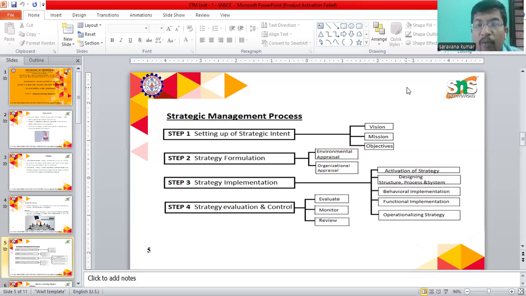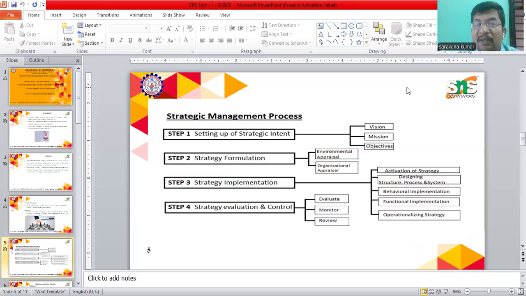Second, strategy formulation. Strategy formulation helps you to frame the environmental appraisal and organizational appraisal. Before that, what do we mean by appraisal? Appraisal is nothing but testing, to test the job performance in that particular job. For example, we take performance appraisal, environmental appraisal, organizational appraisal.